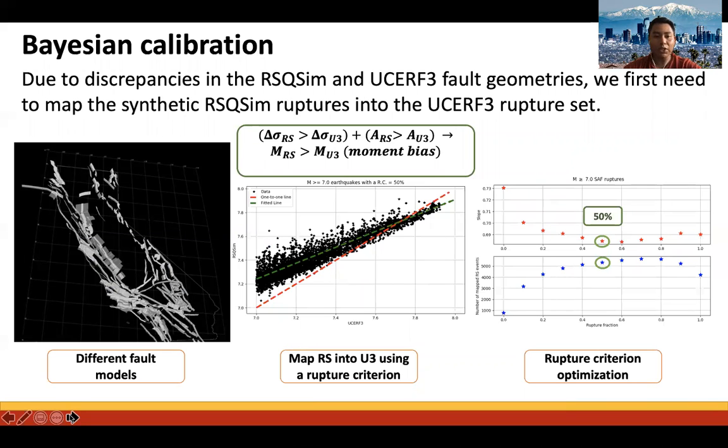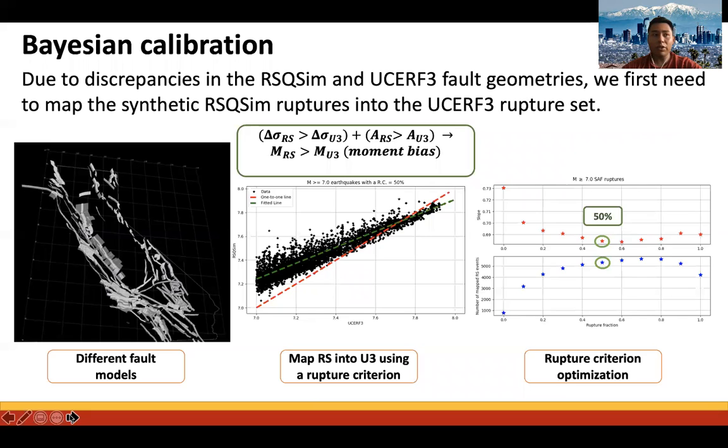Please focus your attention on the plot on the left. Observe that there are two different fault models, one in white and the other one in gray. The gray faults are for RSQSim, and the white faults are those for UCERF3. Please notice that there are differences among them. That's why we need to map RSQSim ruptures into the UCERF3 event set. In order to do that, we define something that we call the rupture criterion, which is the fraction of any given UCERF3 fault subsection that was ruptured by an RSQSim event.